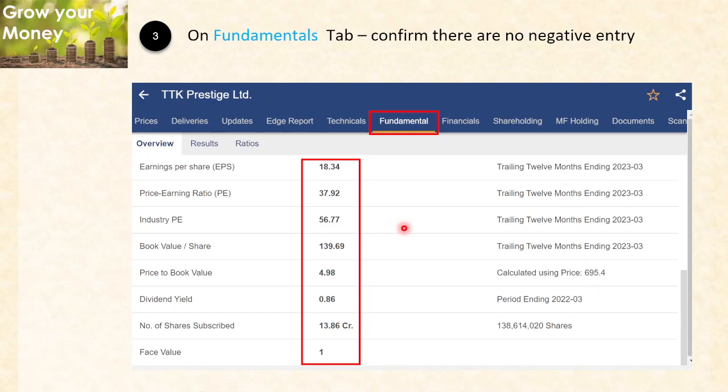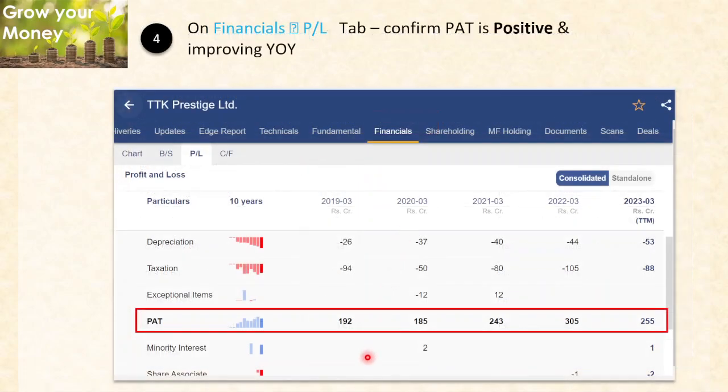Once we have seen these fundamental data, then we have to move to the financials. We need to confirm that the company is making profit. So here we see only the PAT, profit after tax, and the company's profit should be in a positive direction, and if it is in an upward direction year on year, it is good for us.